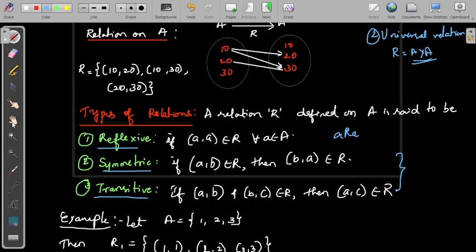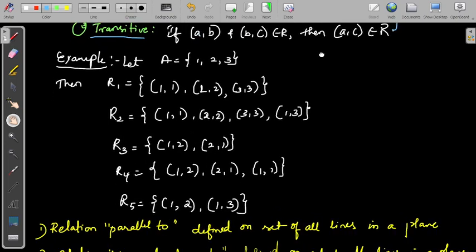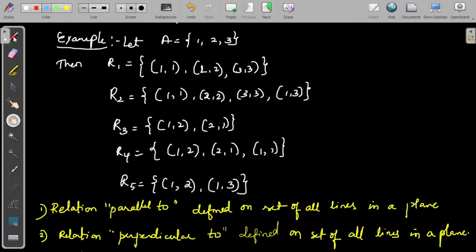See, for example, let us take one set A equal to {1, 2, 3}. Then I have defined different relations on the set A. I have to check, is it symmetric, is it reflexive, is it transitive? That we will do now. So now the first relation, for all elements of A, you have ordered pairs of the form (a, a). So for 1, (1, 1), for 2, (2, 2), (3, 3). Therefore, this relation is reflexive. Now, is it symmetric? That we have to check. Symmetric in the sense, if you have (a, b), then (b, a).